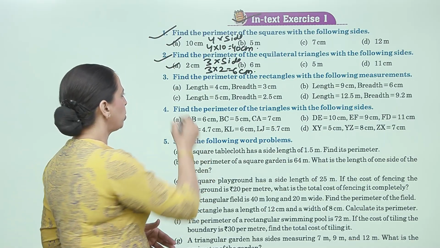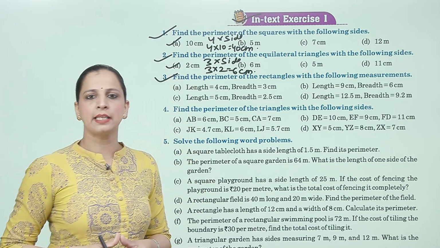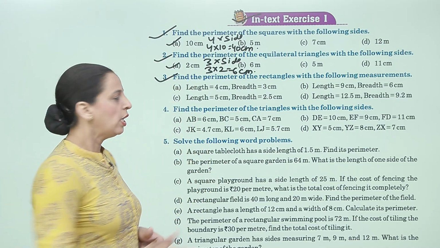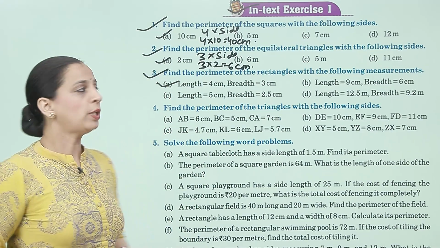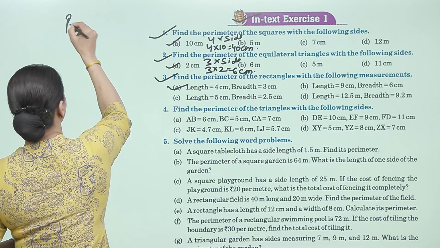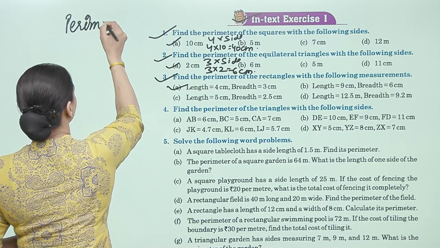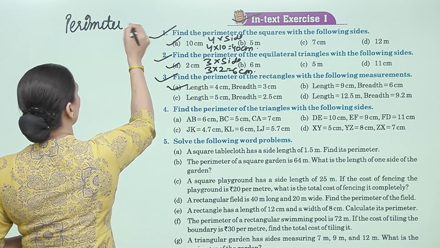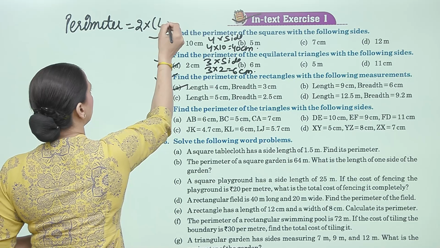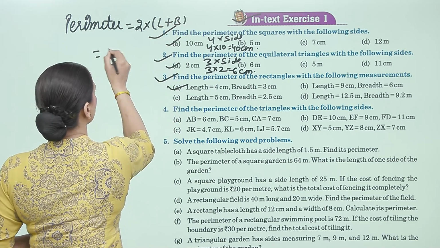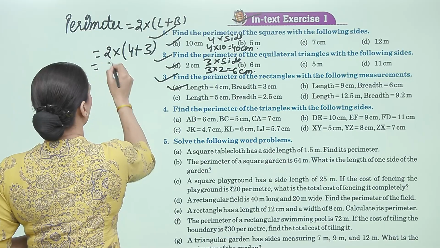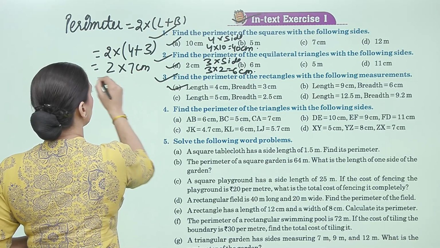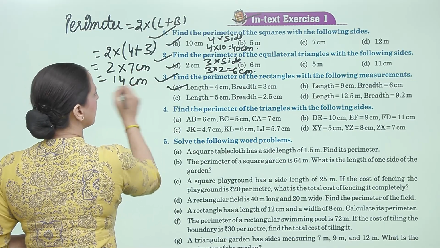Now next, question number 3, find the perimeter of the rectangles with the following measurement. Now A part length is 4 centimeter and breadth is 3 centimeter. So the perimeter of rectangle is 2 into length plus breadth. That is 2 into length is 4 centimeter, breadth is 3 centimeter. 2 into 7 centimeter is equals to 14 centimeter.